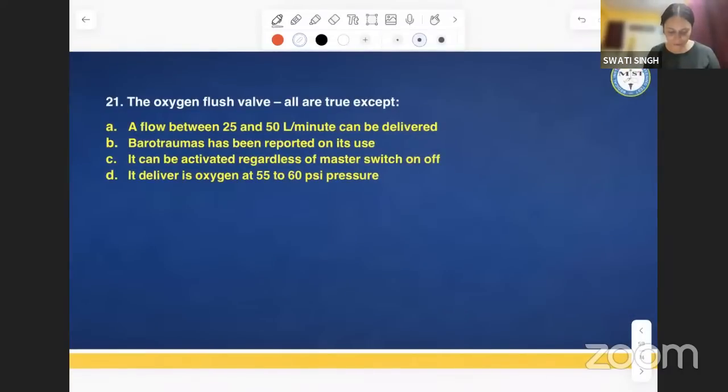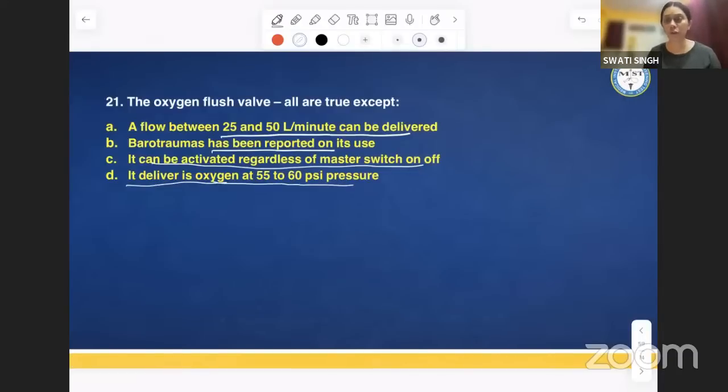The oxygen flush valve, all are true except: a flow between 25 to 50 liters per minute can be delivered; barotrauma has been reported on its use; it can be activated regardless of the master switch being on or off; it delivers oxygen at a pressure of 55 to 60 psi.